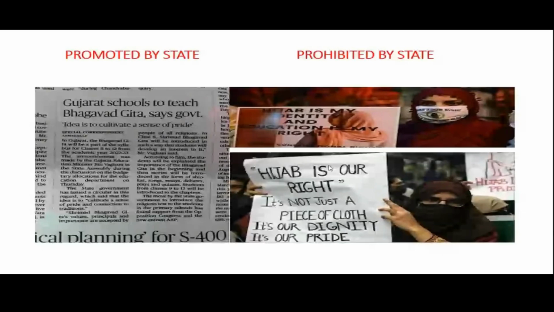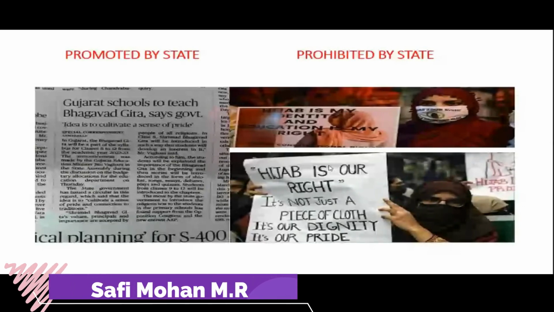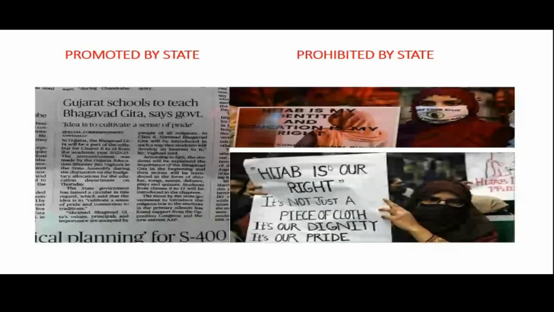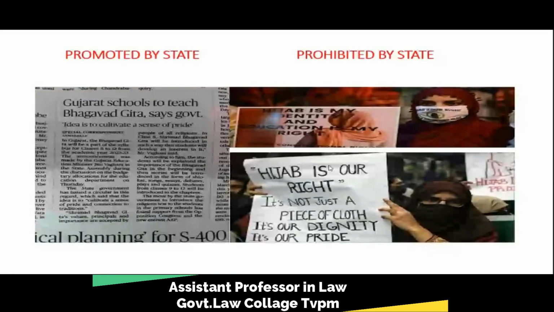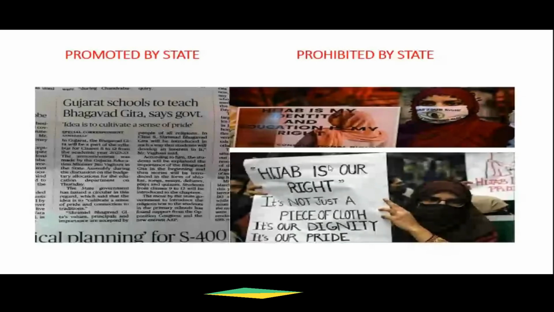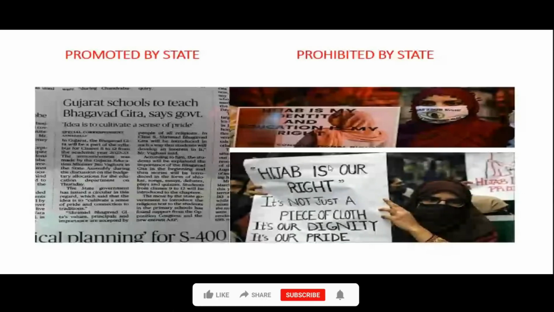In Karnataka, what happened was a hijab issue, and in Gujarat, the Gujarat government decided to teach the Bhagavad Gita in government schools. As you know, the Indian Constitution is a secular constitution, and the importance of secularism is a basic structure of the Indian Constitution. In the first incident, the question is whether the Muslim girls' right to wear hijab is a constitutional right, a part of freedom of religion under Article 25 of the Constitution.